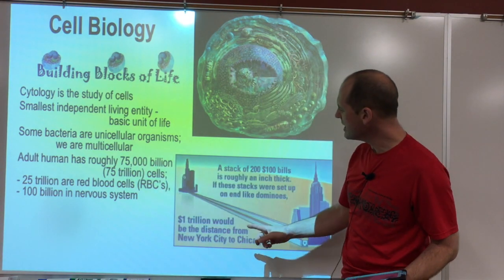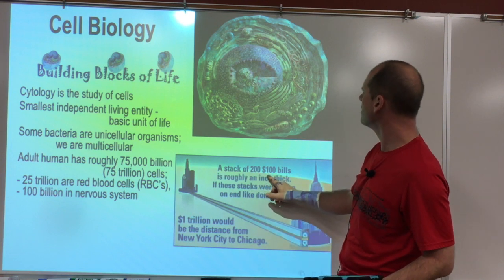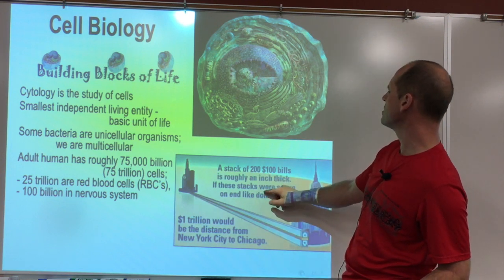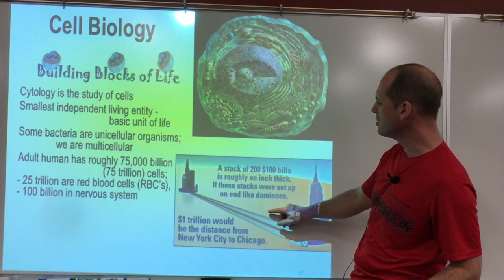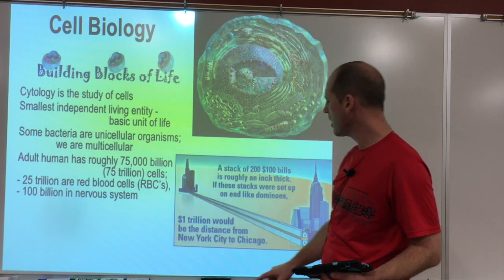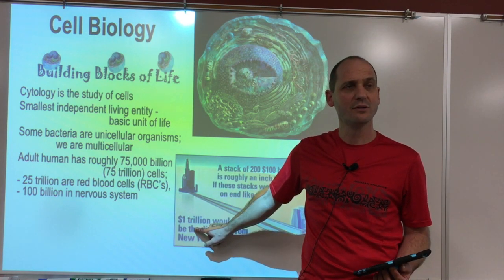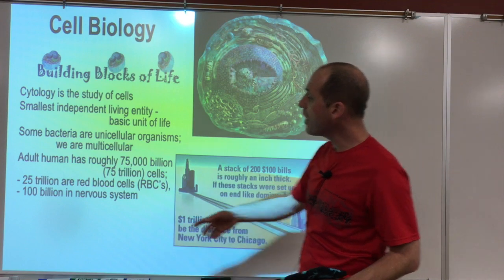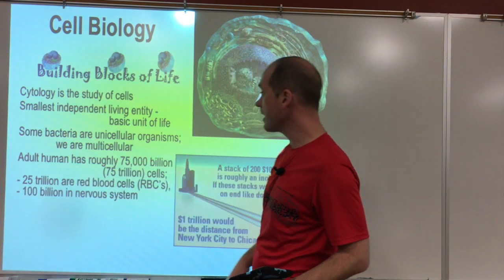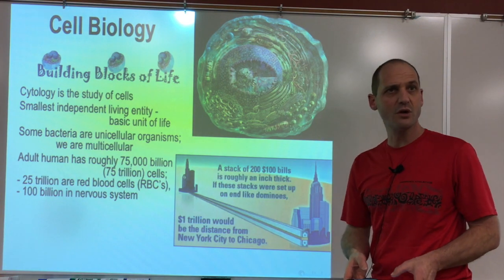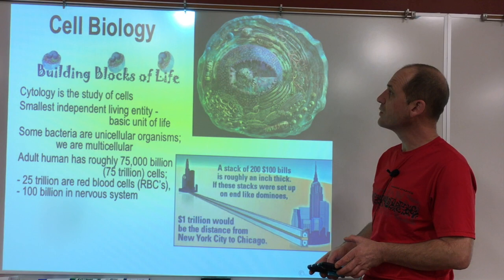So the trillion, I Googled it because I couldn't figure out what to do. A stack of $100 bills is roughly an inch thick. We stack them together and go from Chicago to New York, we get a trillion. That's a lot of cells that we have in our body. Look at all of them are red blood cells. And then look at that, 100 billion is in the nervous system. That's another place where we have a lot of dense cell structure going on.